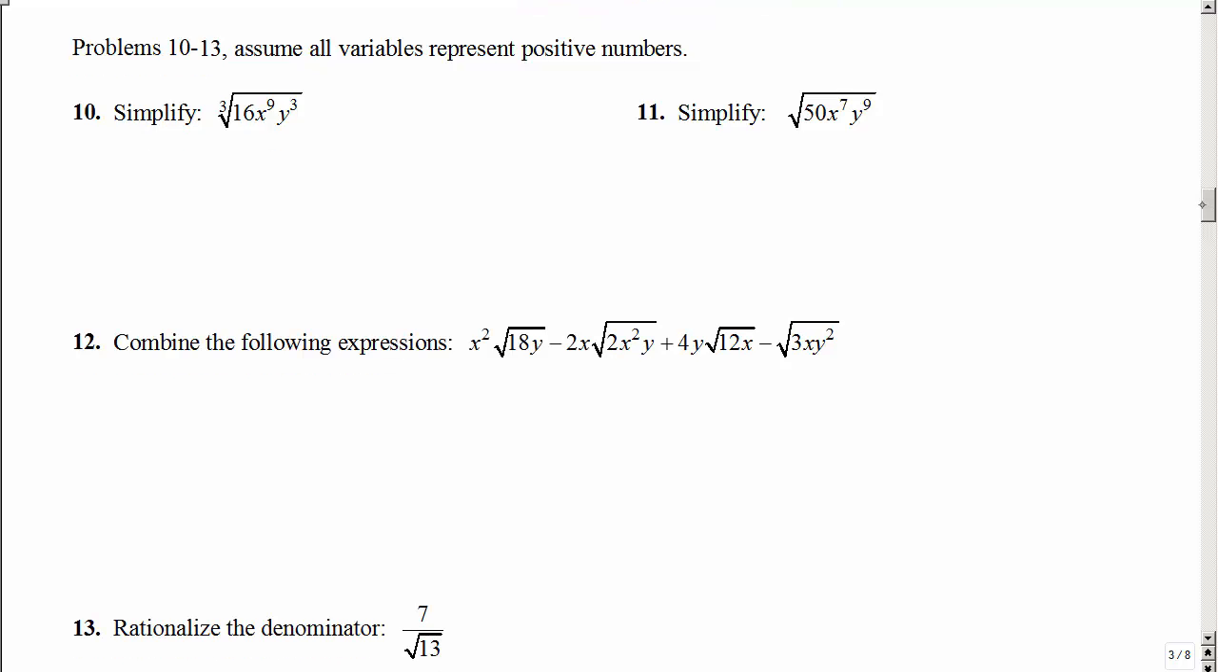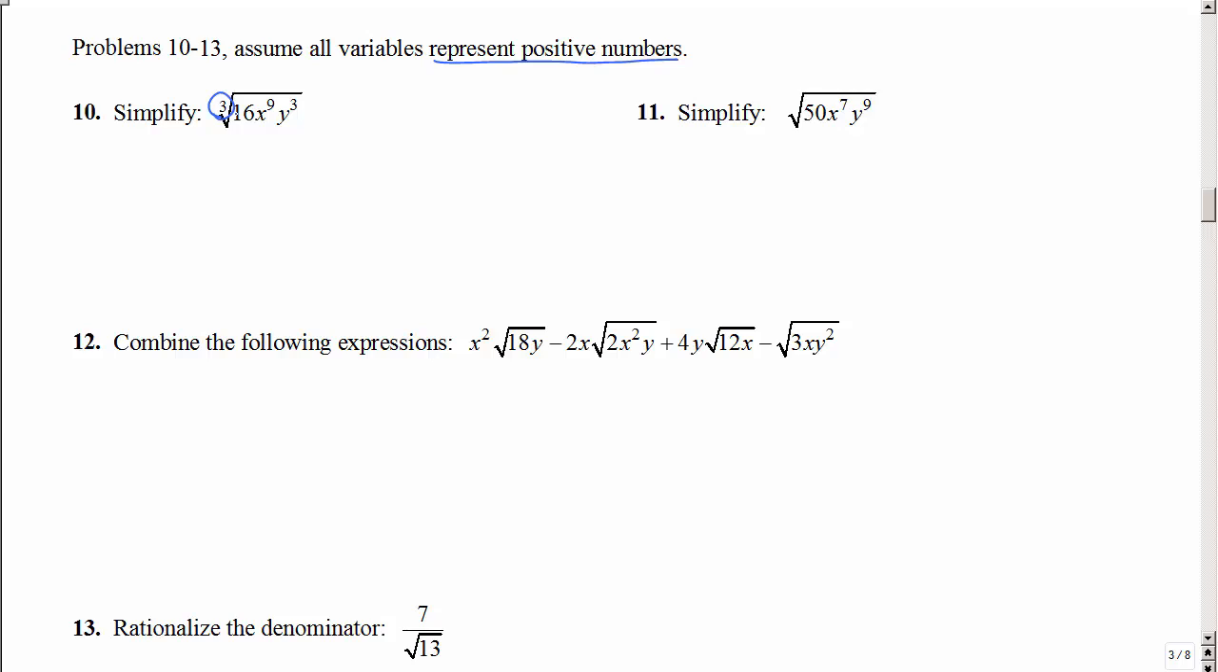So the next grouping of problems deals with radicals. Now it says assume all variables represent positive numbers just because they don't want to go into the imaginary number part. Does it have any effect on the way you work the problem? No. Alright, so how do we simplify a cube root?